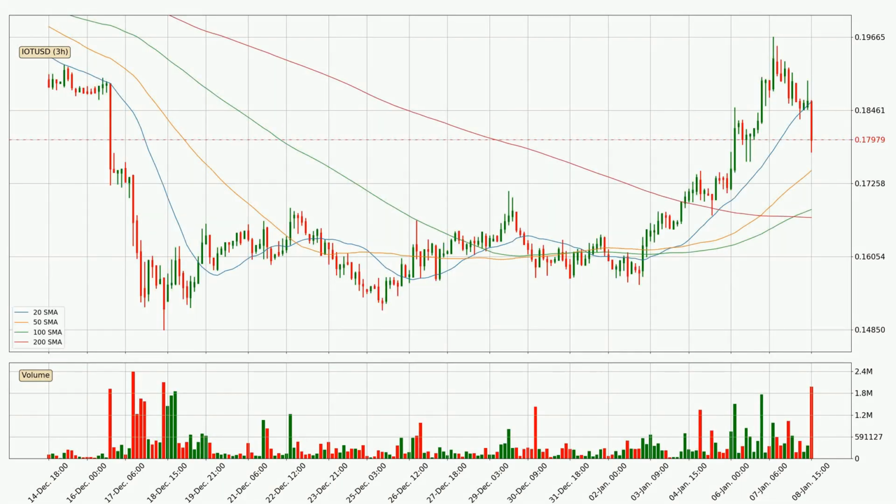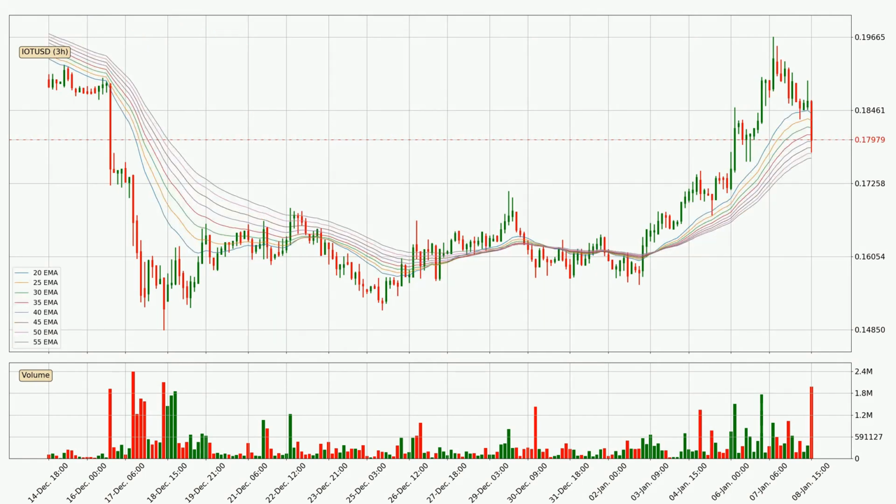Moving to the 3-hourly simple moving averages, the current price is between the 50 and the 20 SMA. If the price bounces off the 50 SMA, which is currently at 17.5 cents, it could be seen as a support, and the 20 SMA that is at 18.6 cents could be seen as a resistance to the upside. Breaking either way signals a possible further move to the corresponding direction.